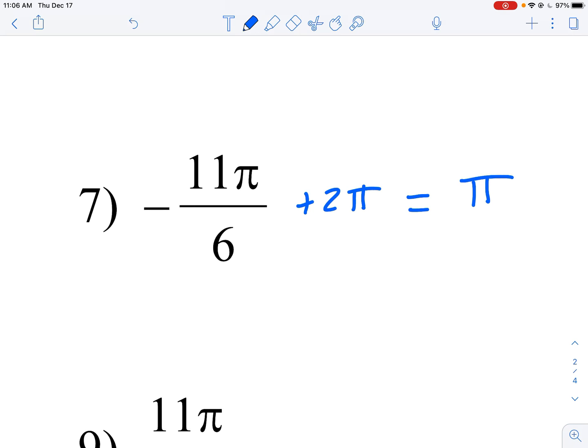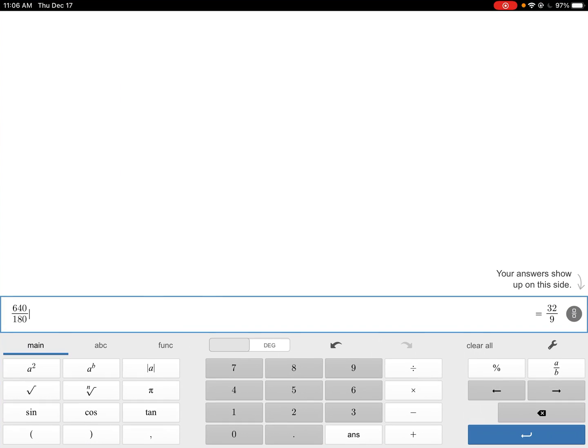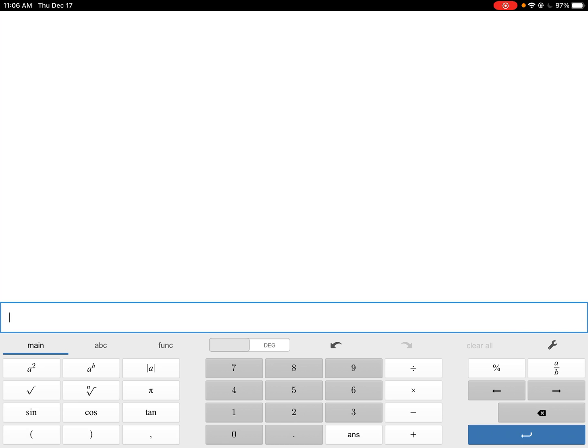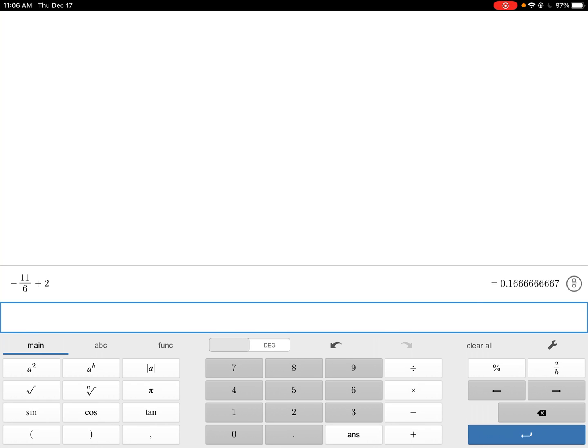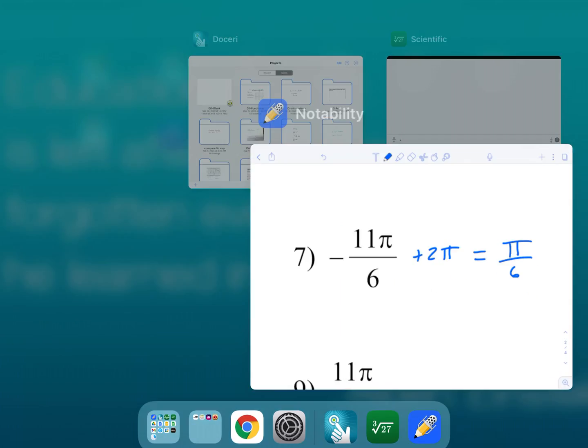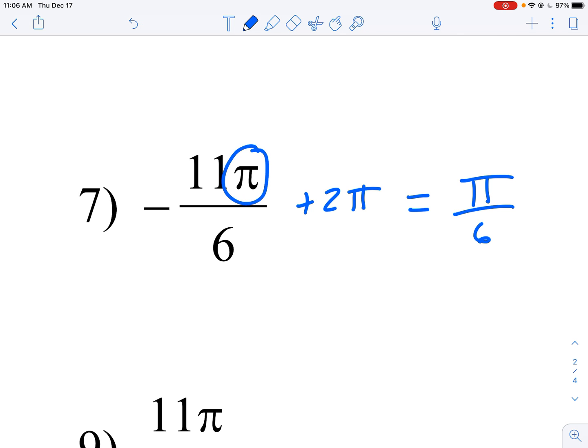If you want to see that on the Desmos one, I'm going to come here and clear out all this stuff. I need to do negative 11/6, and then go to the right and push plus 2. Enter. You'll see on the right it got a decimal. I push the little circle with the boxes in it and it converts it to a fraction, and it's 1/6. So that's where the 1/6 comes from. And so yeah, if you just leave out the pi's and tack it on at the end, you'll get your coterminal angle.